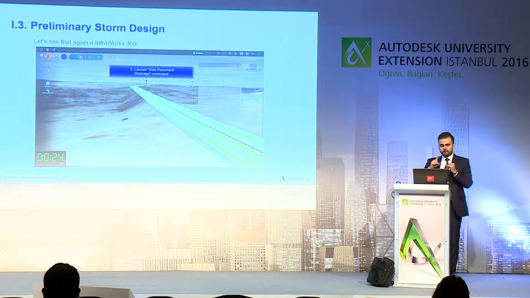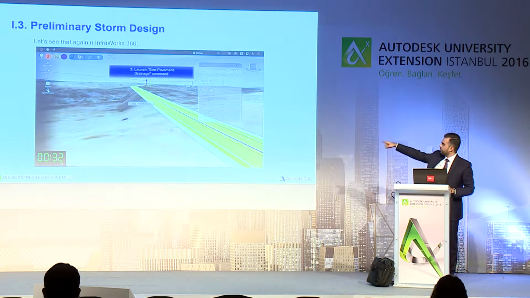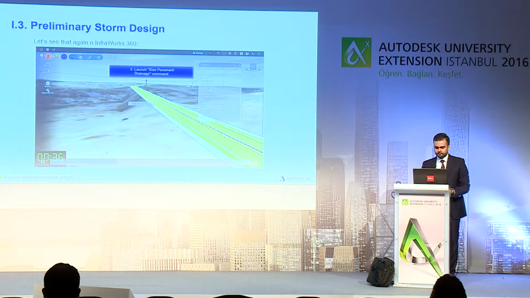Not only that, it will also give you the quantities. So it will tell you you need this number of manholes, this number of inlets. These are the pipe diameters, and this is the length for each diameter type. So all of that is being done for you on the fly.